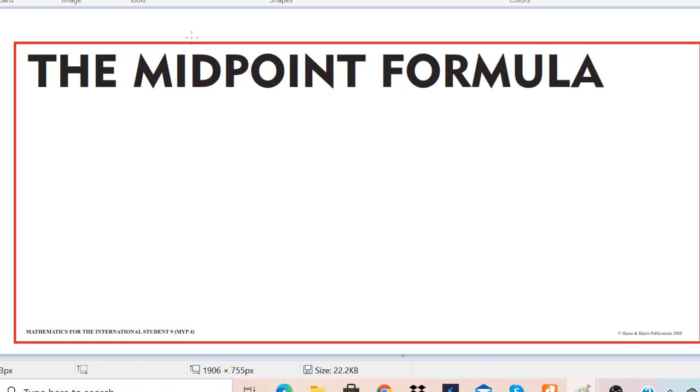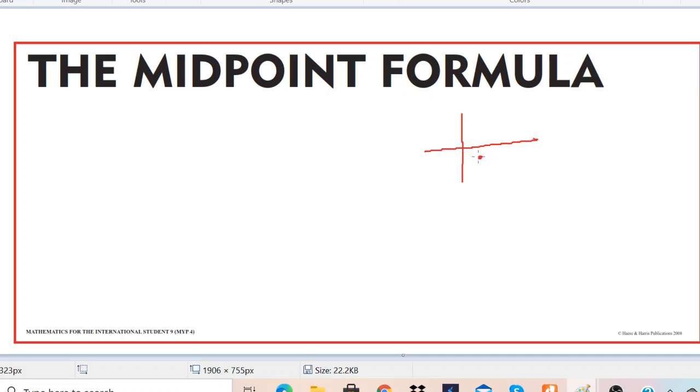Today we are going to discuss another concept of coordinate geometry, the midpoint formula. First of all, we will understand what is the midpoint and then we will see what is the formula for the midpoint. Let's say we have a line segment in the Cartesian plane.